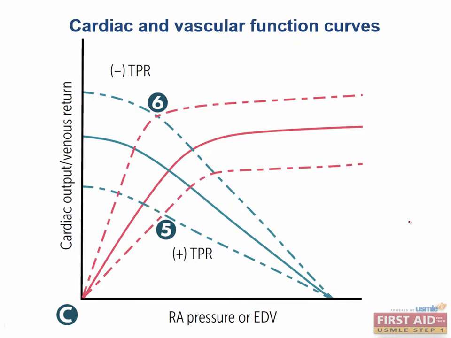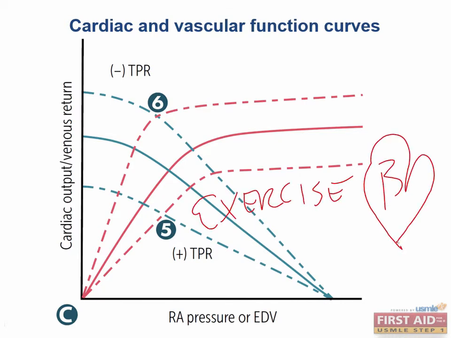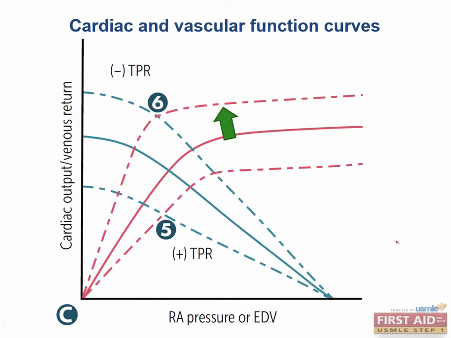Now, what about the situation of exercise or an AV shunt? Well, in the situation of exercise, we're going to have increased beta-adrenergic activity on the heart. Remember, we're going to increase inotropy by increasing intramyocyte calcium. This is going to shift us up because we're going to have more cardiac output. Now, how do AV shunts cause an increase in the cardiac output?